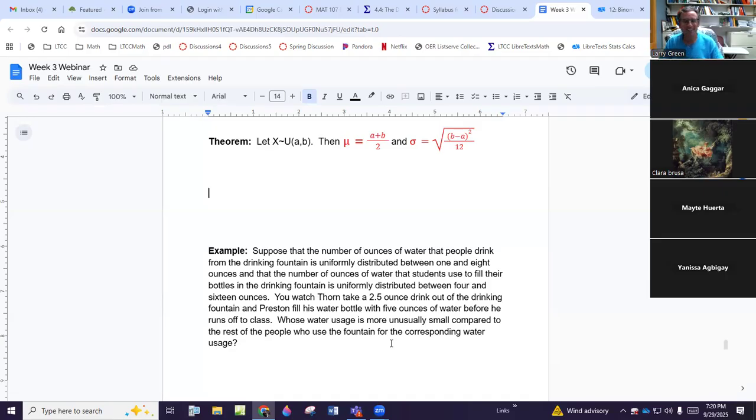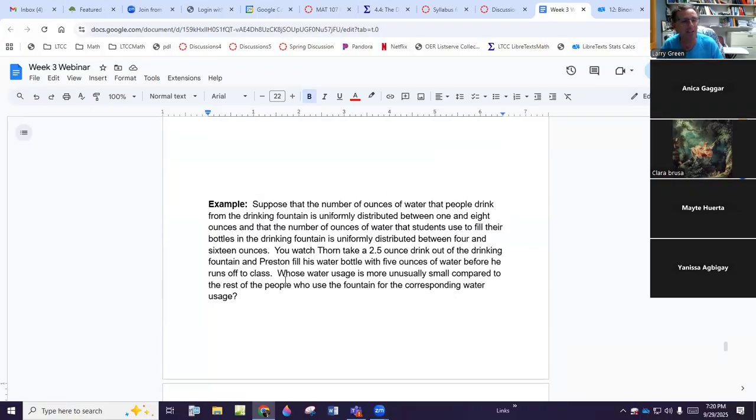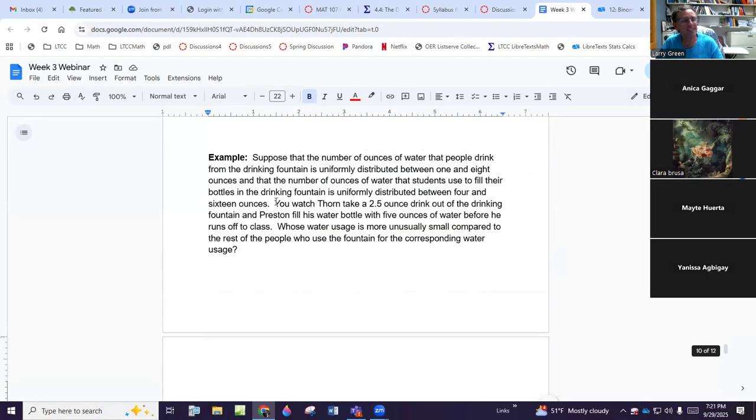Yeah, Z. You get the Z score. Okay, Z will tell you how unusual something is. And if you remember, the Z score is X minus mu over sigma. That was the formula. Do you remember that? So what we need to do is find Thorne's Z-score and Preston's Z-score. By the way, Thorne and Preston, many, many years ago, took my stats class. They were nice people.